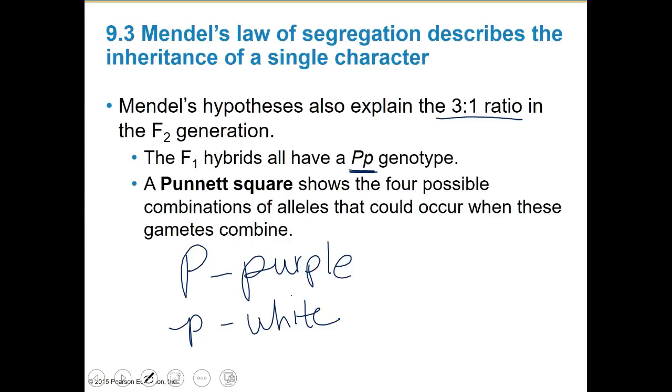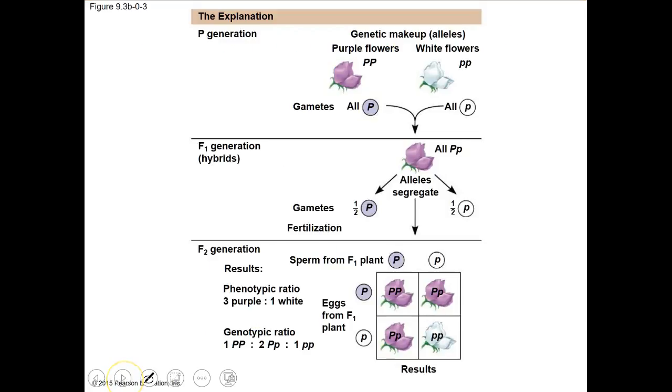So if its parents were true breeding, it got a purple characteristic and a white characteristic from each one. So they would have big P and little p as the genotype. When we do a Punnett square, we show all 4 possible combinations that those gametes could combine. So let's look at that.